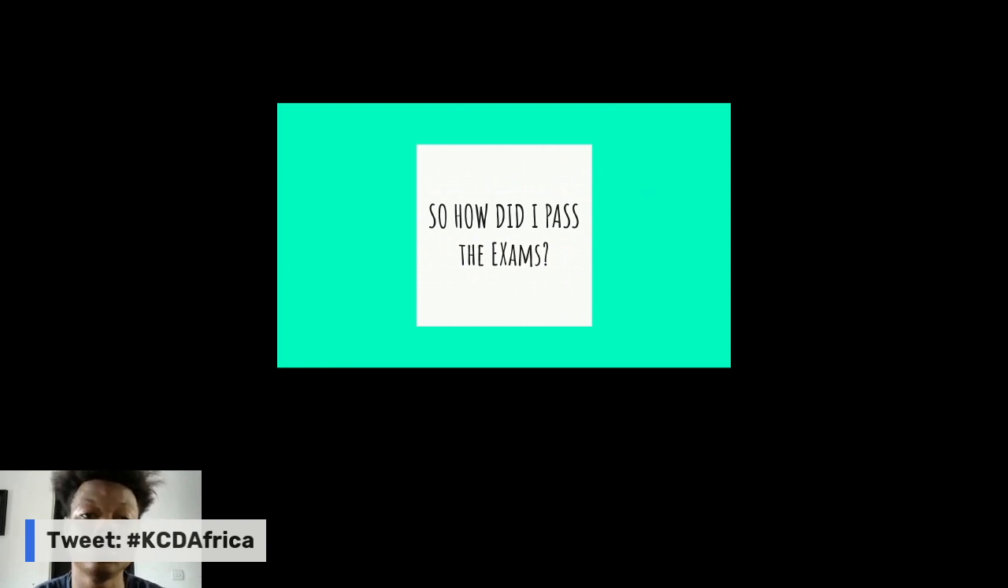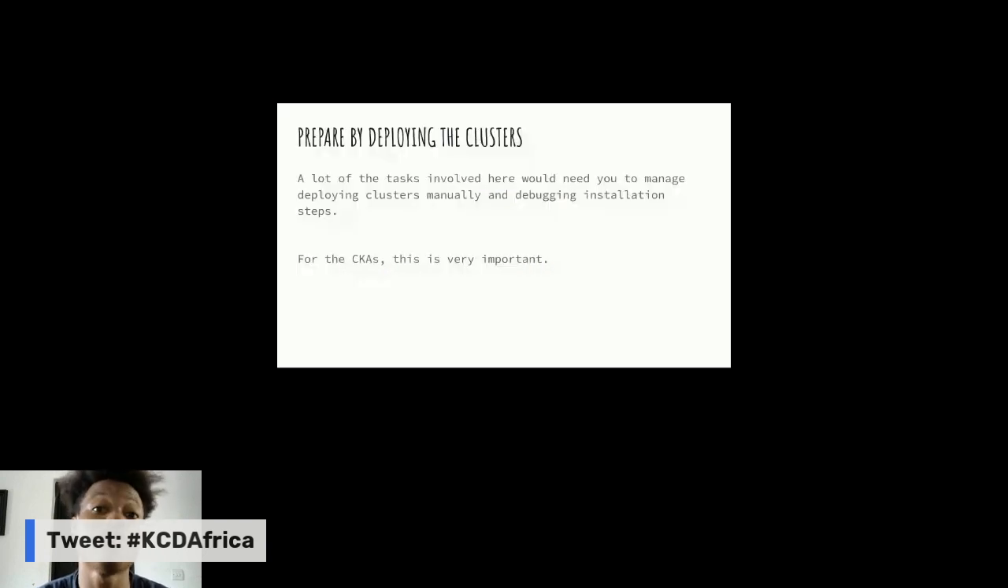Even during the exams, they do deploy the clusters for you, but they deploy the clusters with faulty configurations, and you can never actually fix those problems unless you've actually done it yourself. And speaking from experience, it is quite a lot. So it's almost like you're managing the clusters on-prem. For those who might have done that, kudos to you. The CKS should actually be a lot easier from there. But if not, you do have some things to cover up on.